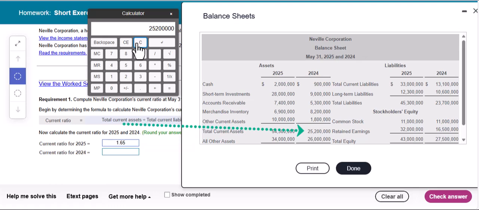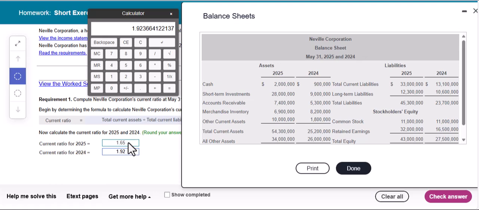And then we are going to take that number and divide it by the total current liabilities for 2024. And that number is also quite a bit less. So our total current liabilities also increased by quite a bit, actually almost 3 times over if you have a look here. So let's see. So that gives us a current ratio of 1.92. So we're rounding to 2 decimal places. So we went from a current ratio in 2024 of 1.92 to a current ratio of 1.65 in 2025.